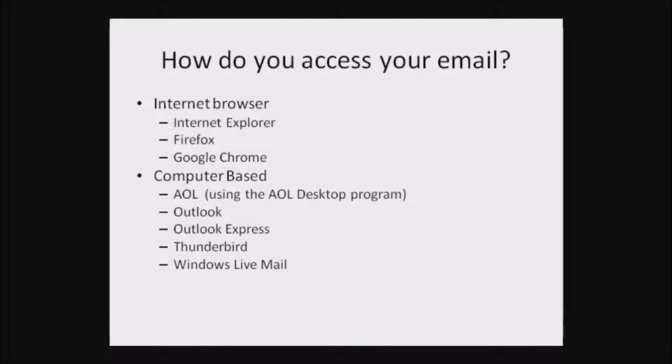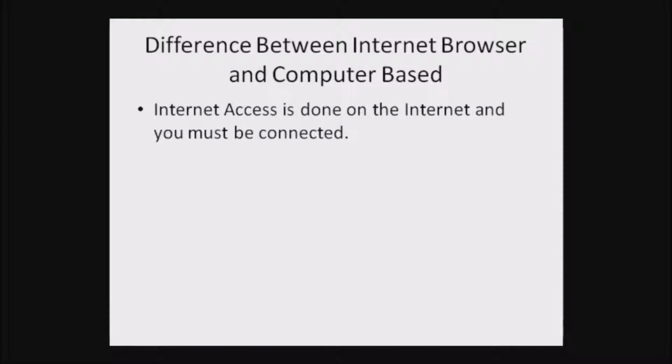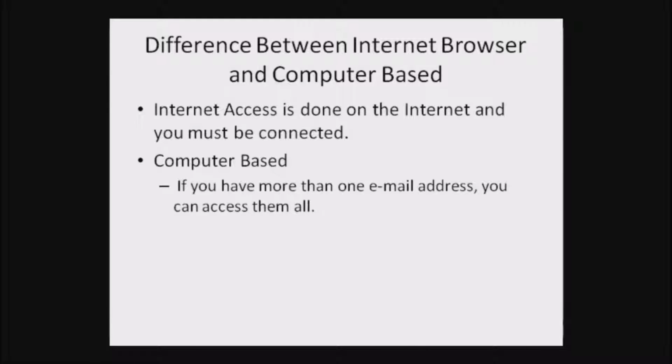Well, what's the difference between the two? Internet access is done on the internet, and you must be connected in order to see your emails or send your emails. Similar with computer-based programs, you must be connected to the internet in order to send or receive emails. But there are some differences.